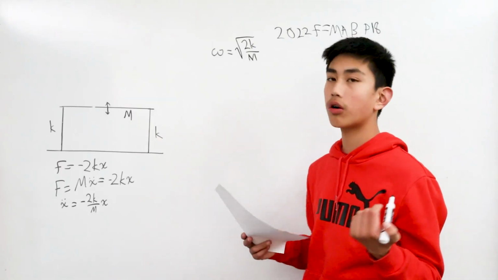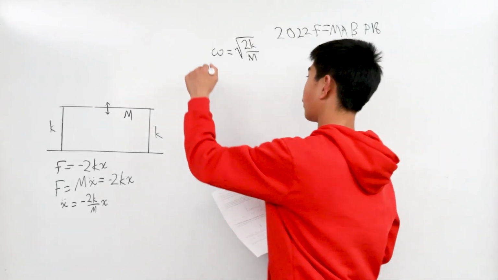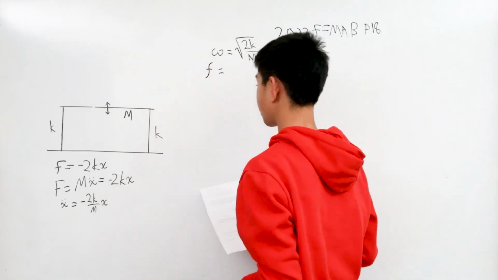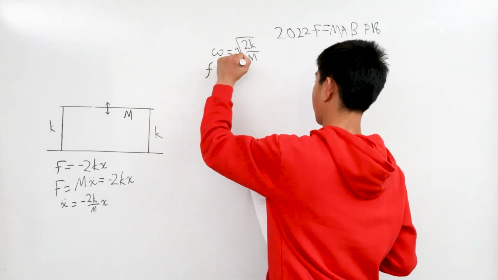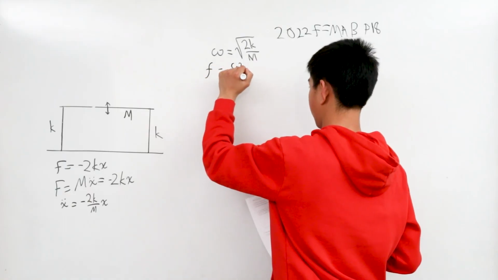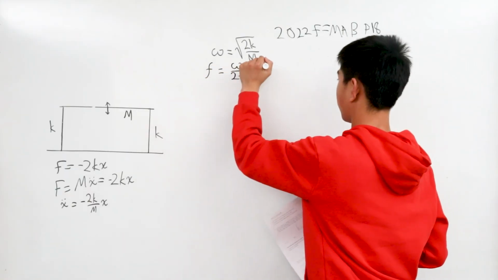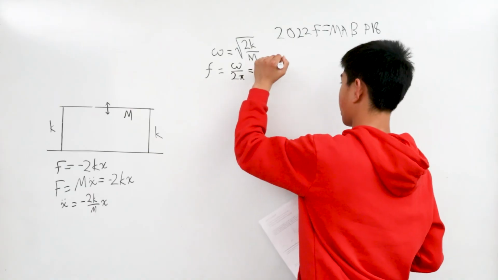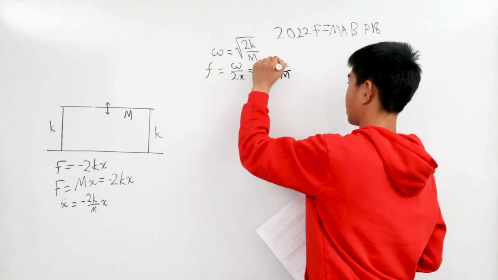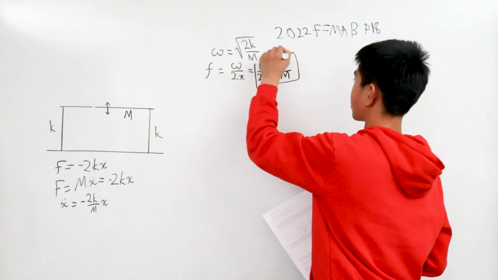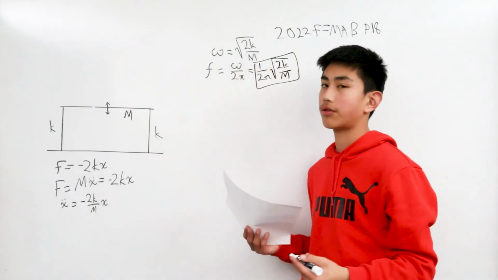So what we desire for the frequency of the oscillations in this case will be omega over 2 pi, which you factor out: 1 over 2 pi times the square root of 2k over m. And this leaves you with the frequency of your oscillations, or your answer for this problem.